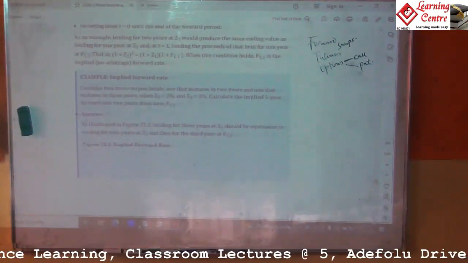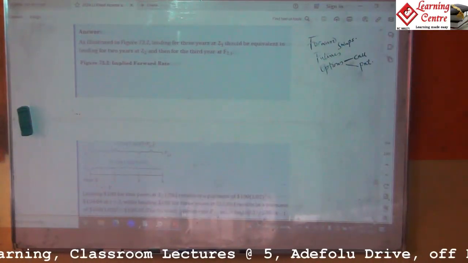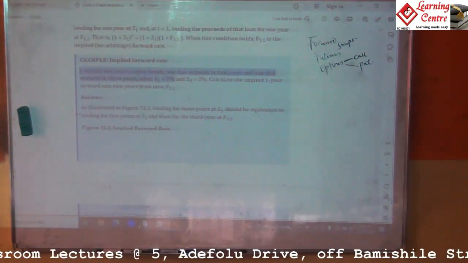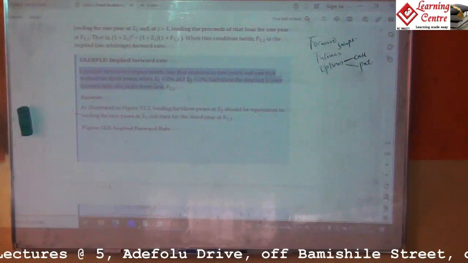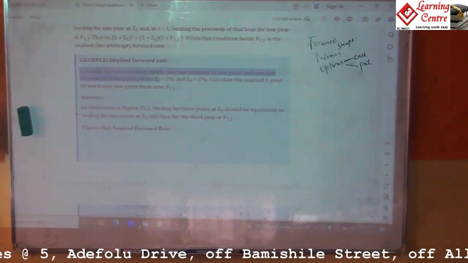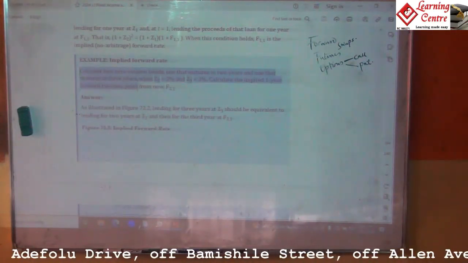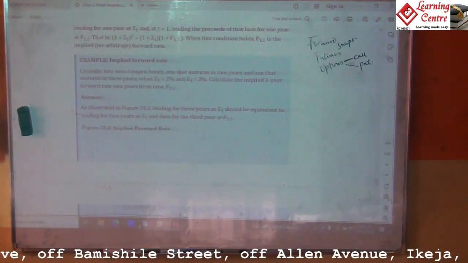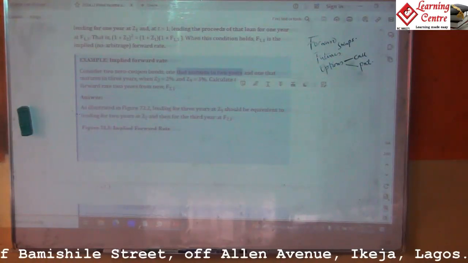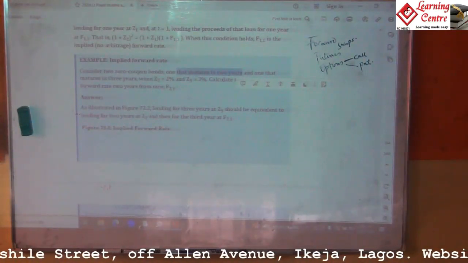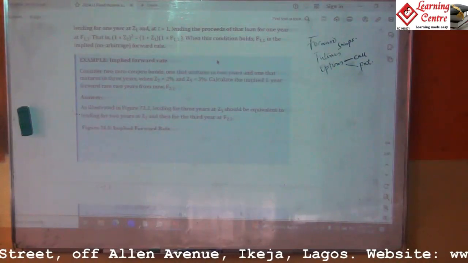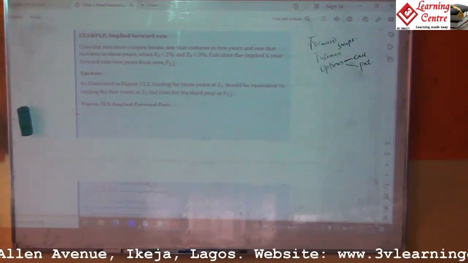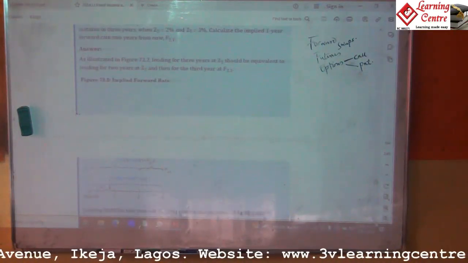So we did this calculation as well of the implied forward rates, where we said, consider 2 zero coupon bonds, one that matures in 2 years and one that matures in 3 years. Calculate the implied 1 year forward rate 2 years from now. So they've told you that the first one matures in 2 years and the second one matures in 3 years, but they both start 2 years from now. So they say calculate the 1 year rate. So you are calculating the difference between the second year and the third year.